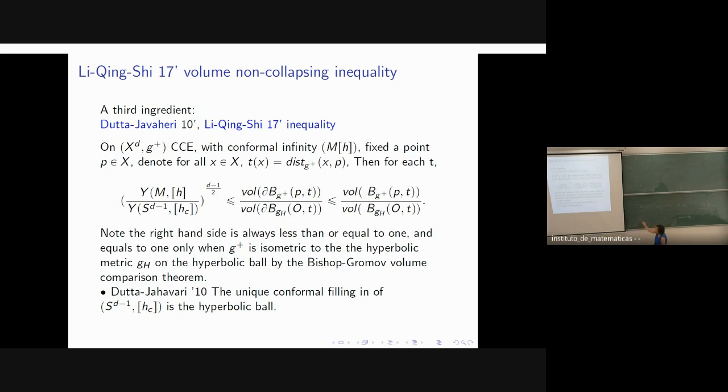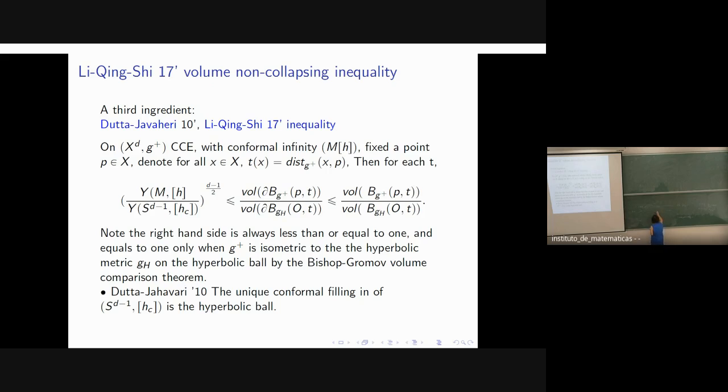This result holds for any dimension, but let me state it for dimension 3 plus 1, so for the d equal to 4 case. And this inequality also holds for a class of asymptotically hyperbolic metrics, but in particular it holds for CCE. So let me state it for CCE.